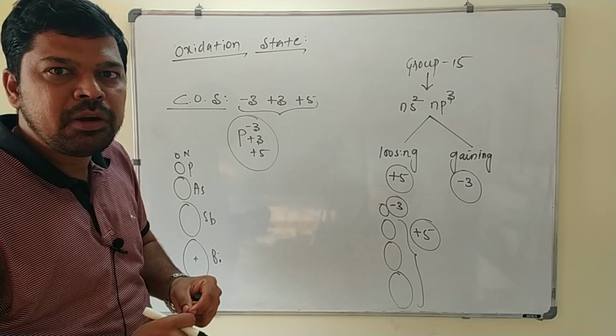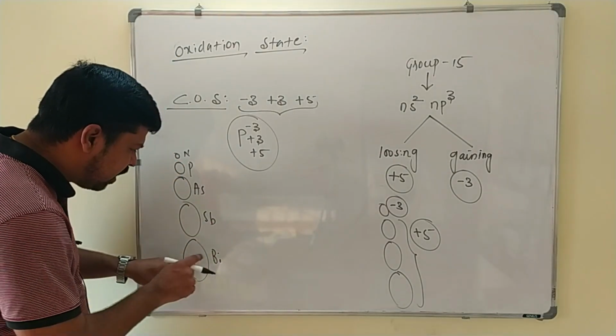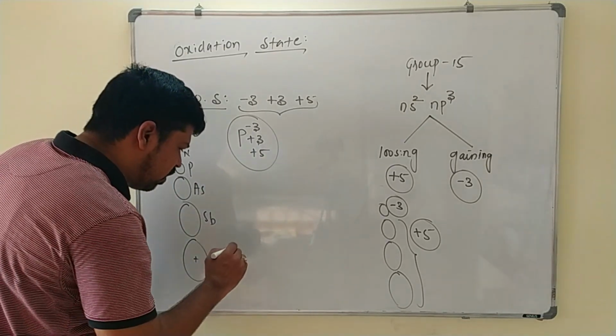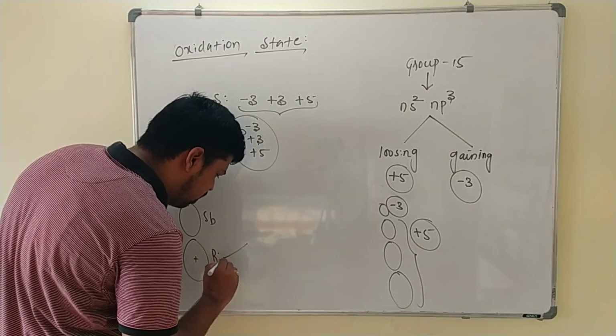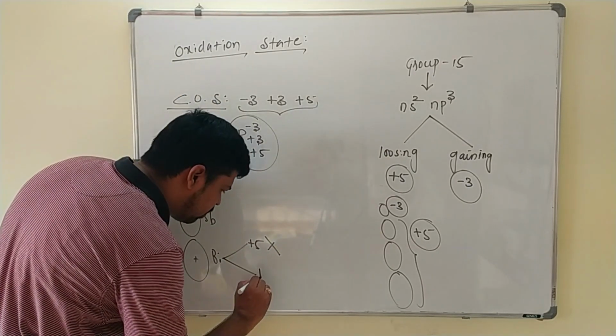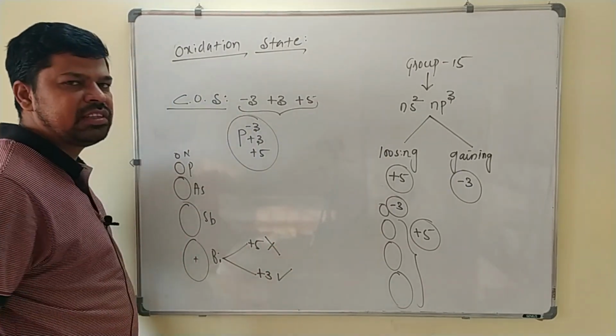The very important point is, in group 15, even though bismuth has the largest size, it will not show +5 oxidation state. In case of bismuth, +5 oxidation state is not possible. It shows only +3 oxidation state here.